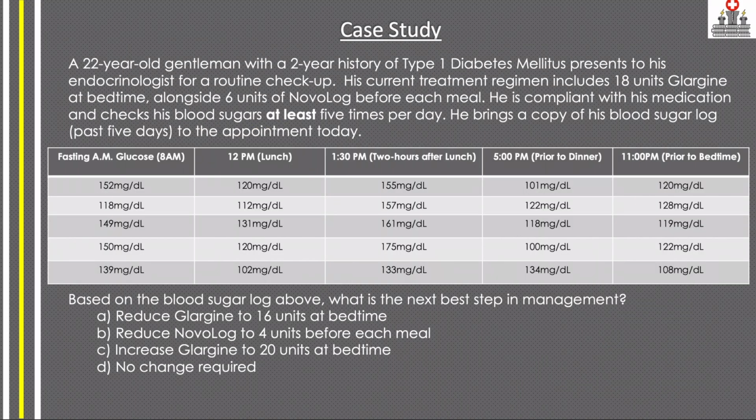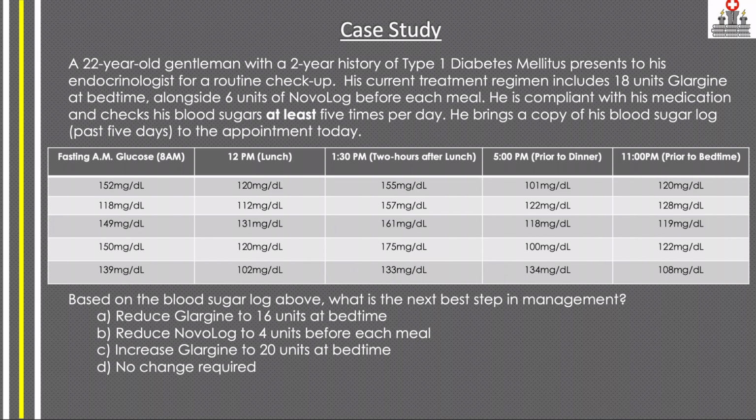Okay, now another case study. We have a 22-year-old gentleman with a 2-year history of type 1 diabetes mellitus who presents to his endocrinologist for a routine follow-up. He currently takes 18 units of glargine at nighttime, and he takes 6 units of Novolog before each meal. He is compliant with his medication and checks his blood sugars at least 5 times per day. So very good patient, that's what we strive for.